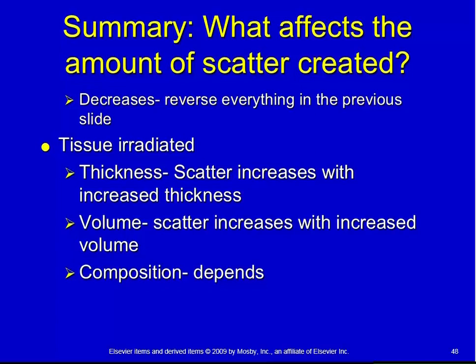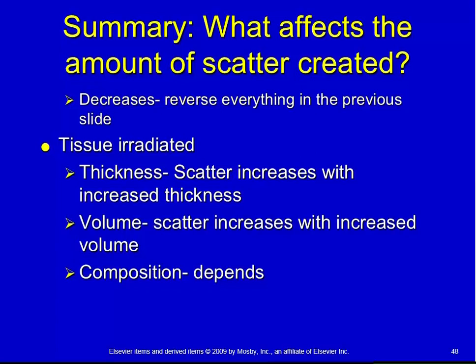So whenever we increase our collimation, we reduce that scatter radiation. Again, increased collimation means more beam restriction, which means a smaller field. Opening our collimation means reduced collimation. We get more scatter radiation. So collimate is the moral of the story.